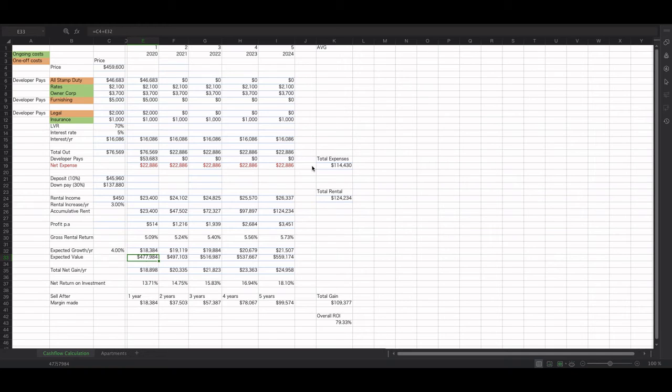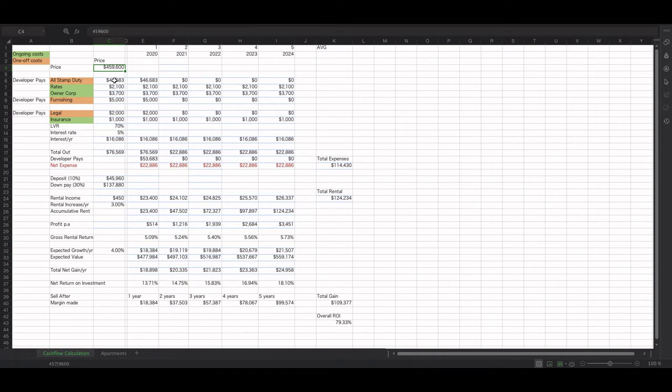Look at this Excel spreadsheet. Now, this Excel spreadsheet has formulas embedded in some of the cells. So really all you have to do is to key in pretty much these numbers. Okay, so first of all, the price, what the contract price is.